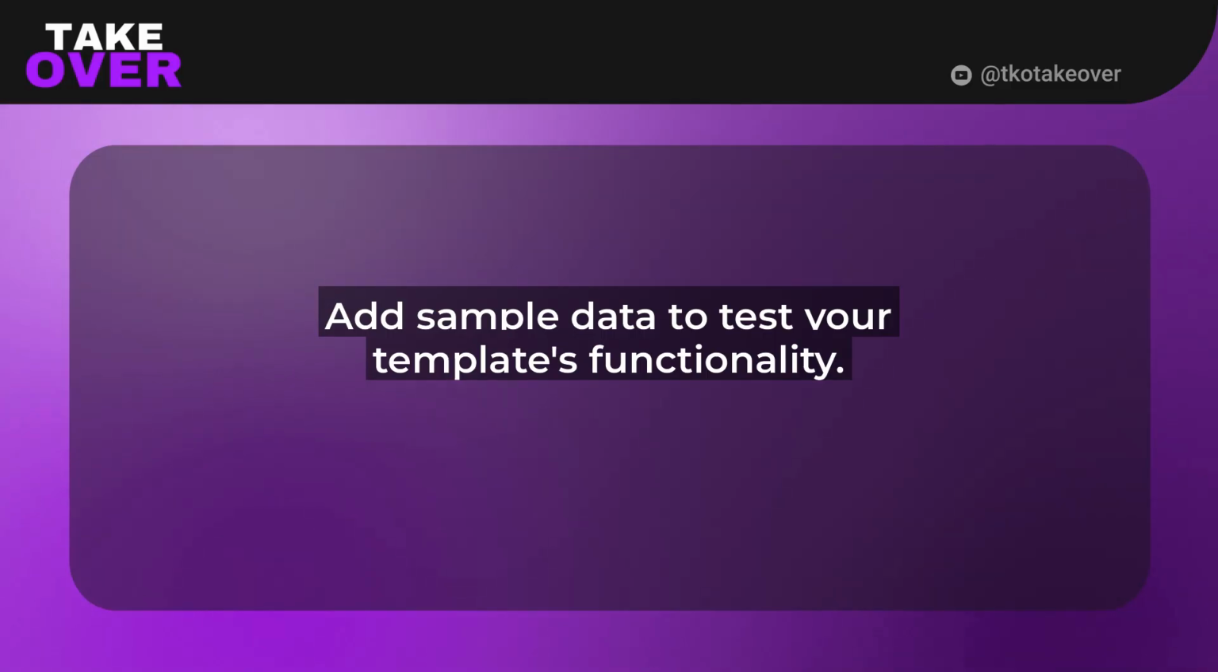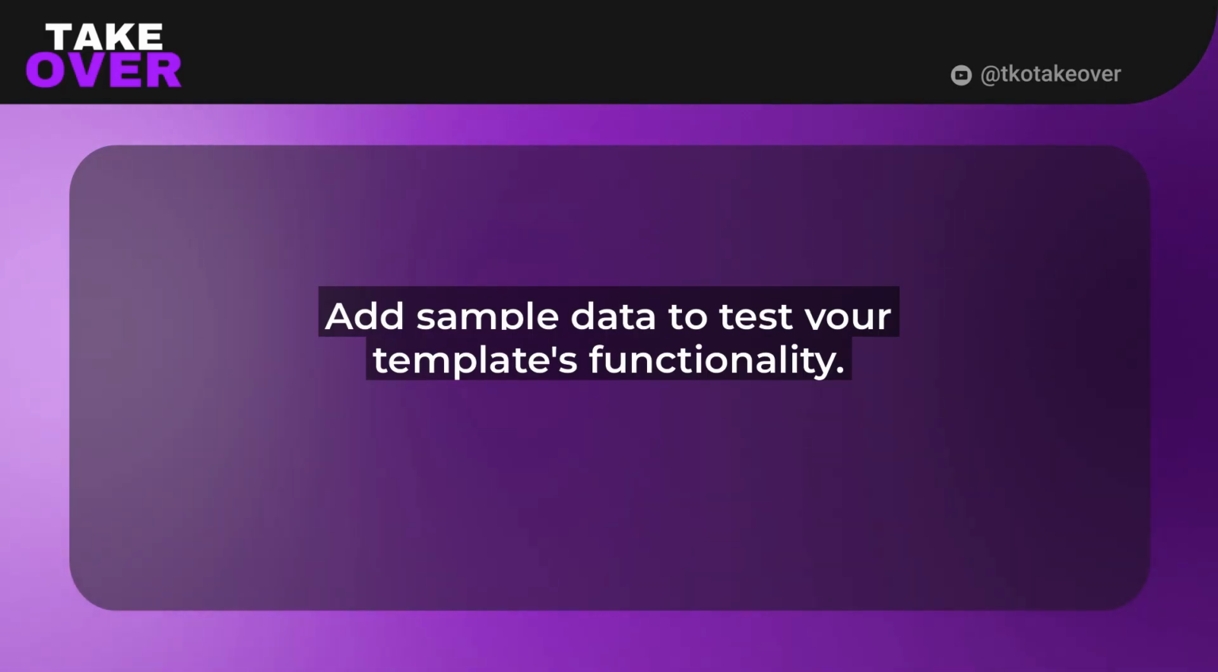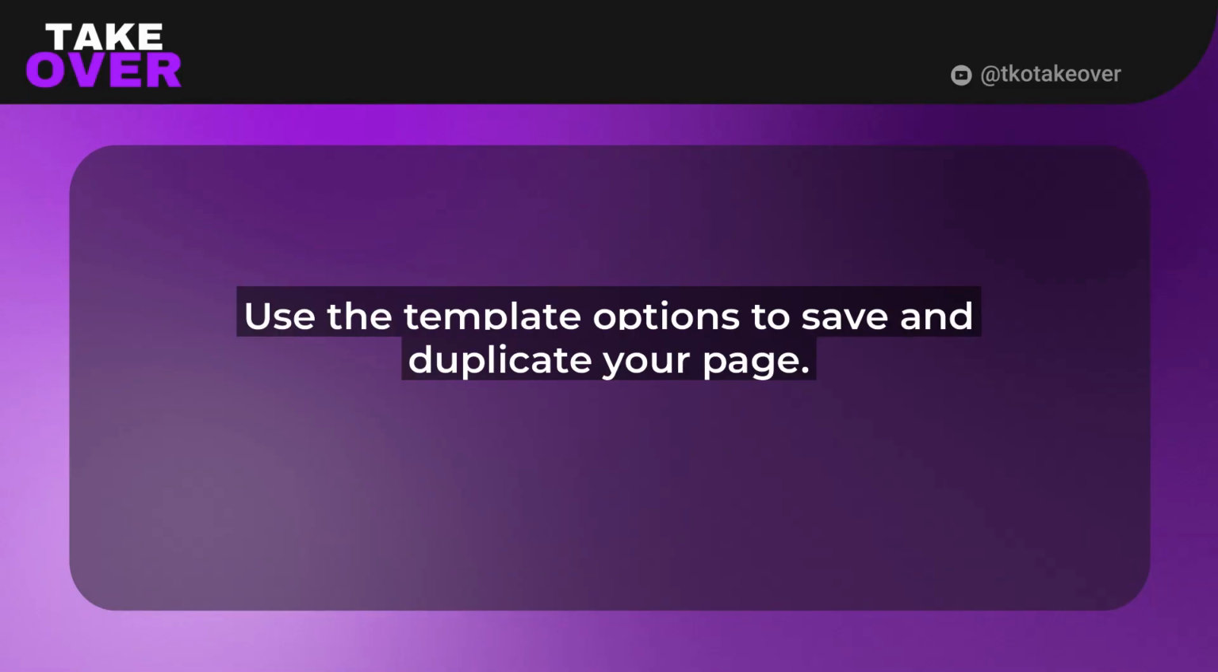Once your database is set up, populate it with sample data to test it out. Add a few rows with dummy tasks so you can see how it works. To turn this into a template, head to the top of the page and click the three dots. Select Duplicate or Make Template if available in your settings.